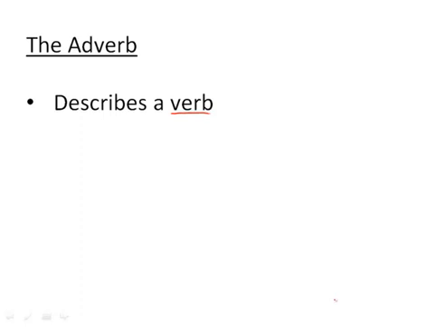But wait a second. What is it when we have a word that describes a verb? We need another part of speech, and that's the adverb. So what does it mean to describe a verb? Well, here we have talks and grows. And there's always a great question. Here, describing a verb, you can always ask, how?